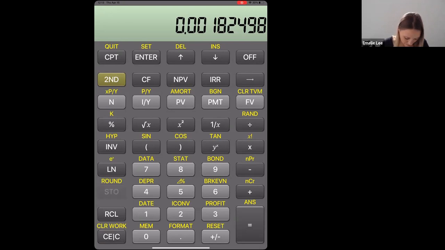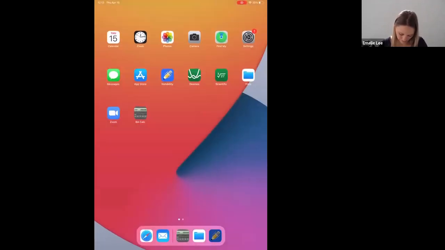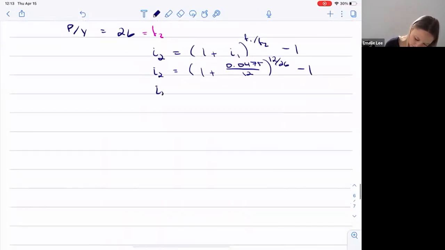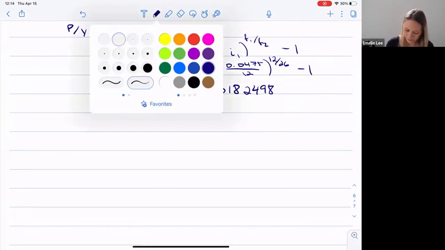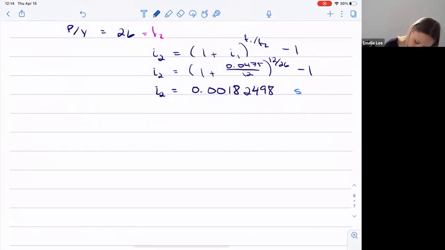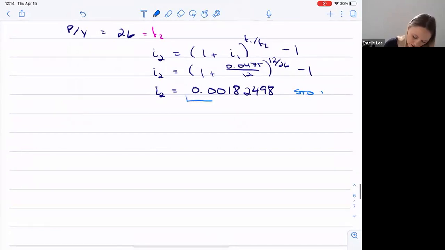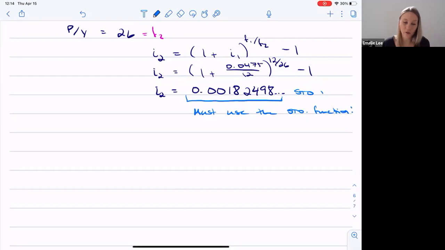0.0018248. I'm going to jot it down, make sure I've stored it. So I2 is 0.00182498. I'm going to store this in 1. All right, just make a note to yourself where you've stored it, where are you keeping this thing? And I'll also make a note that this technically keeps going and going, right? So you want to keep all these decimal places. So you must use the store function in order to keep all decimals.